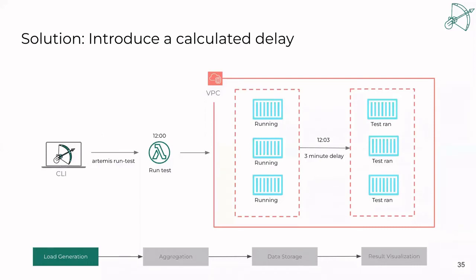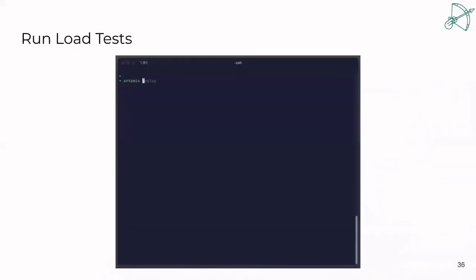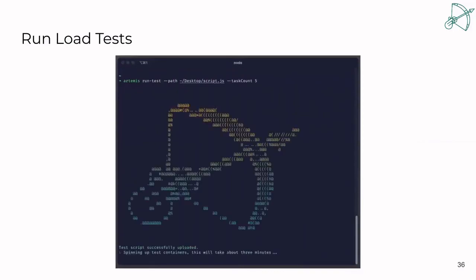Let's take a quick look at initiating a test using our command line tool. Through the Artemis CLI, the user can specify the path to the test script and the number of containers to spin up to generate the desired load. The user is presented with a 3-minute spinner that represents the timestamp coordination explained on the previous slide. Next, the user is presented with confirmation that the test has started. This makes it clear to the user when they can expect test results to be stored in the database and visible in our provided Grafana dashboard.